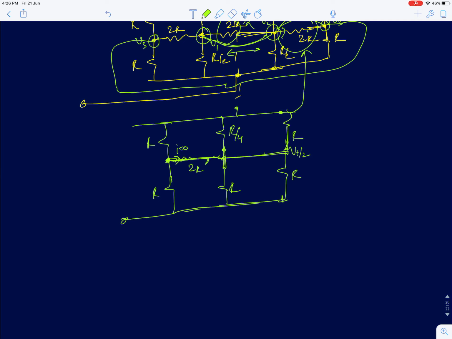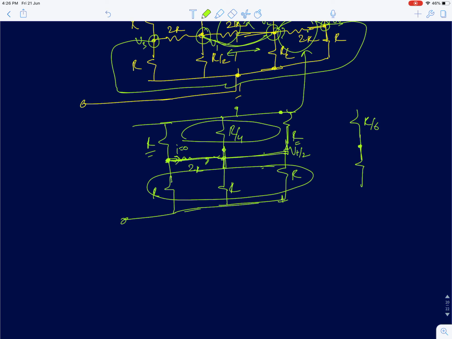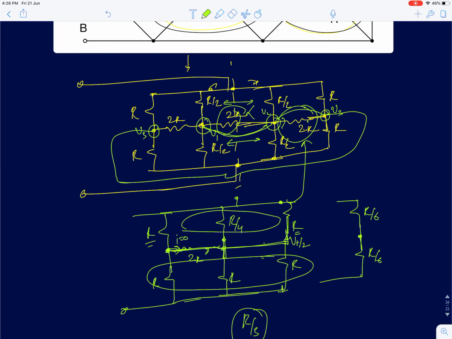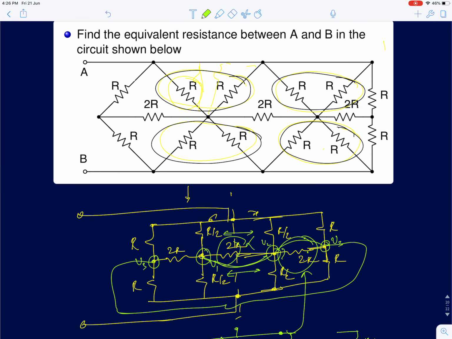You just have 3 resistors in parallel in the upper branch, which are again parallel in the lower branch, and these two are in series. So you can very easily show the upper branch resistance is R by 6: R by 4 in parallel with R and R is R by 2, which is in parallel with R by 4 will give you R by 6, and in the lower arm you get R by 6. The total equivalent resistance is R by 3. Okay, so that's how you solve this problem. In fact, you can just directly look at this circuit and then short. If you short these 3 terminals, you are done. You get your answer.